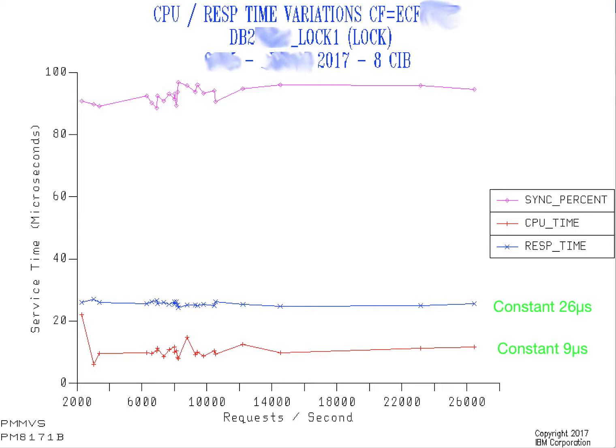As you can see, the response time in blue is a constant 26 microseconds or so. Now that's pretty good that it stays constant throughout the operating range from 2,000 requests a second to 26,000 requests a second. And of that, and it really is a subset of it, we have a fairly constant 9 microseconds per request, which is a good number to use for capacity planning here. Now the difference between 26 and 9 is mainly due to the time taken to signal over paths. Remember, this is an external coupling facility, so that's going to be a non-trivial time, particularly at any kind of distance at all.